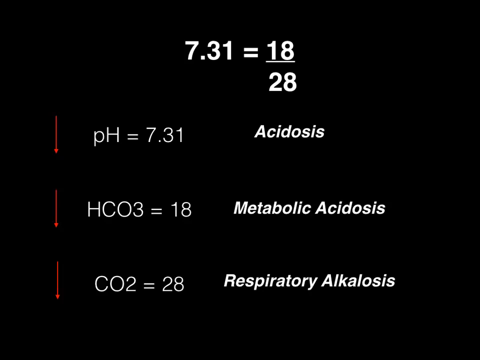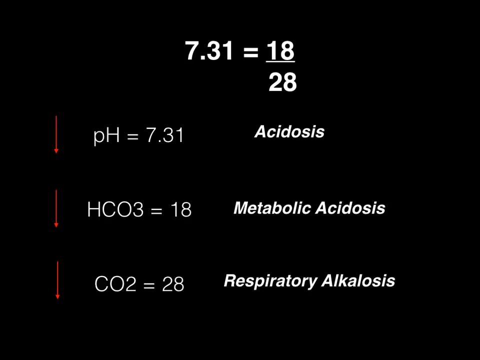Carbon dioxide is 28. 28 is decreased from the normal value of 40. So if the denominator decreases, what do we expect to happen to pH? Well, anytime you have a mathematical equation and you decrease the denominator, the number that it's set equal to should increase. And if the pH were to theoretically increase, that would be an alkalosis because it would be increasing above 7.40. It's respiratory because it's carbon dioxide that we're dealing with.